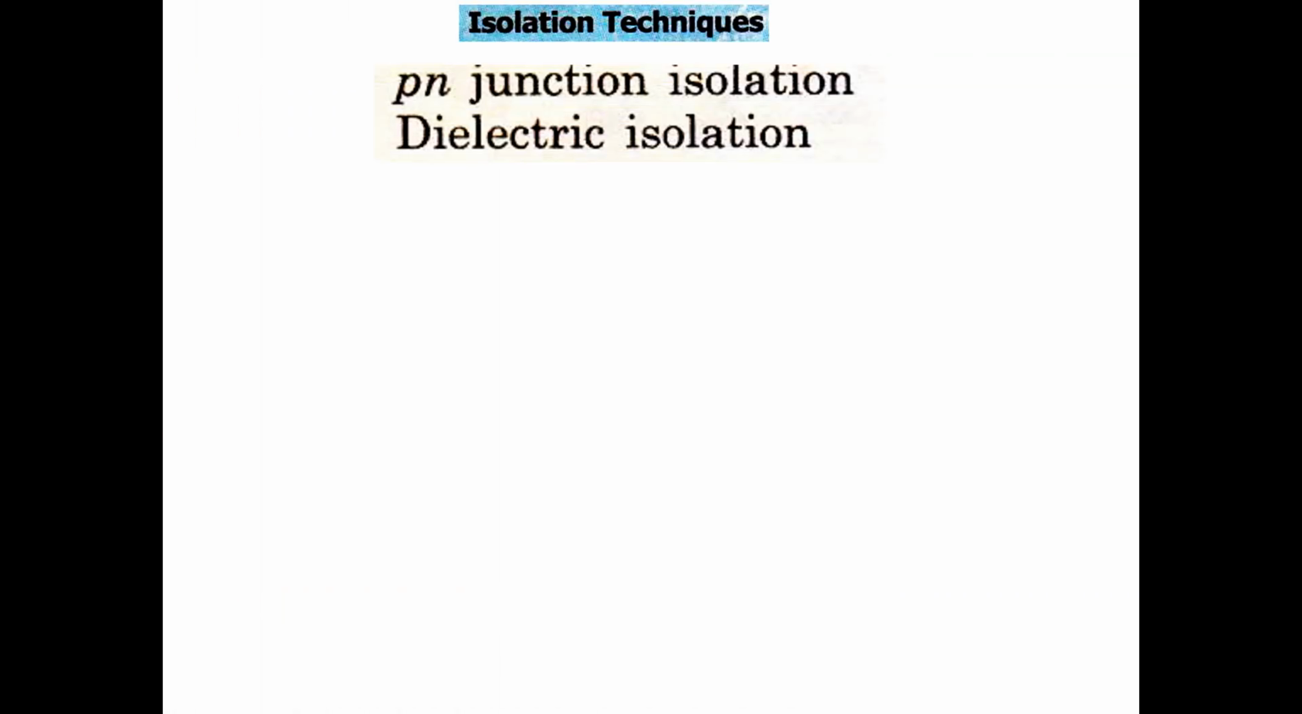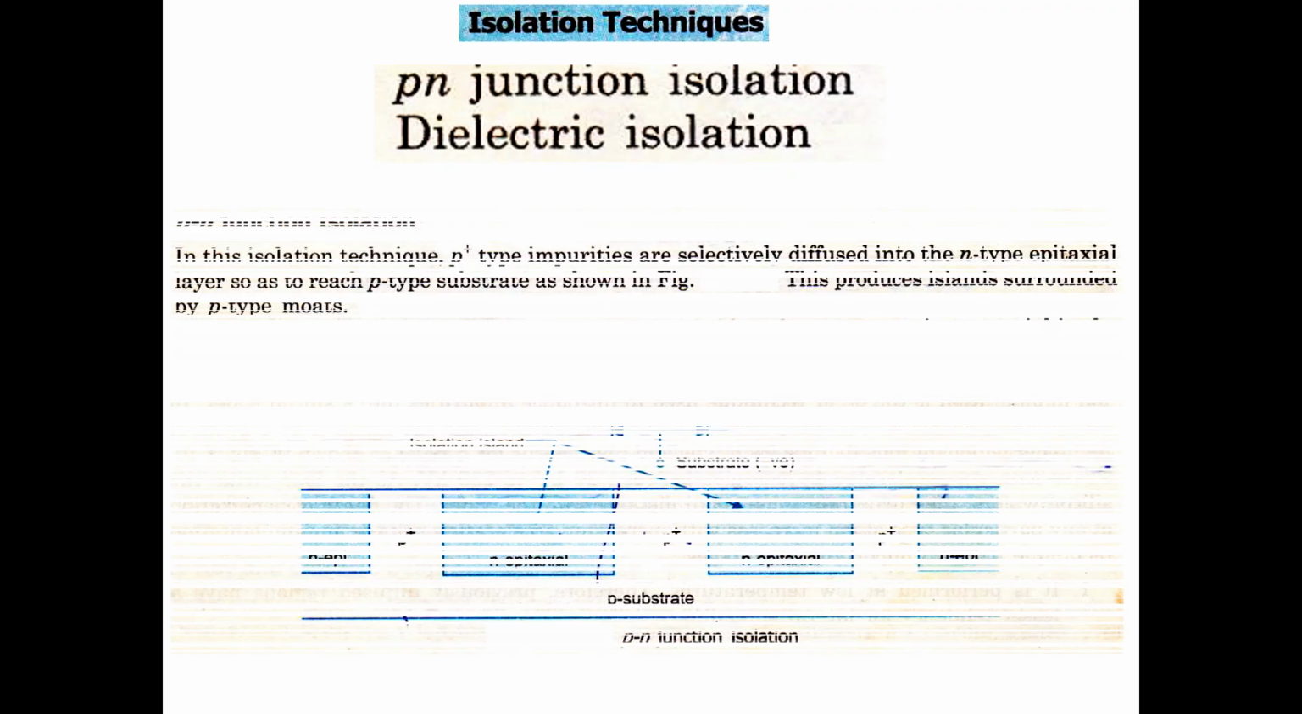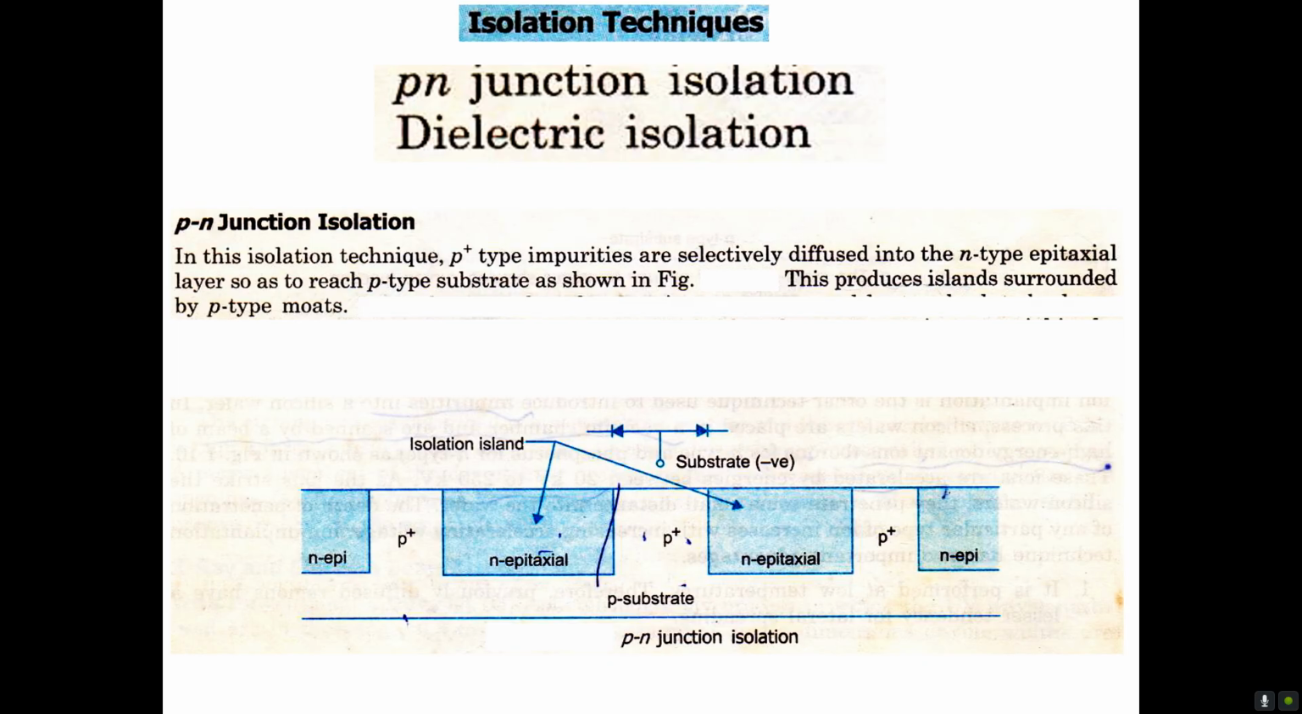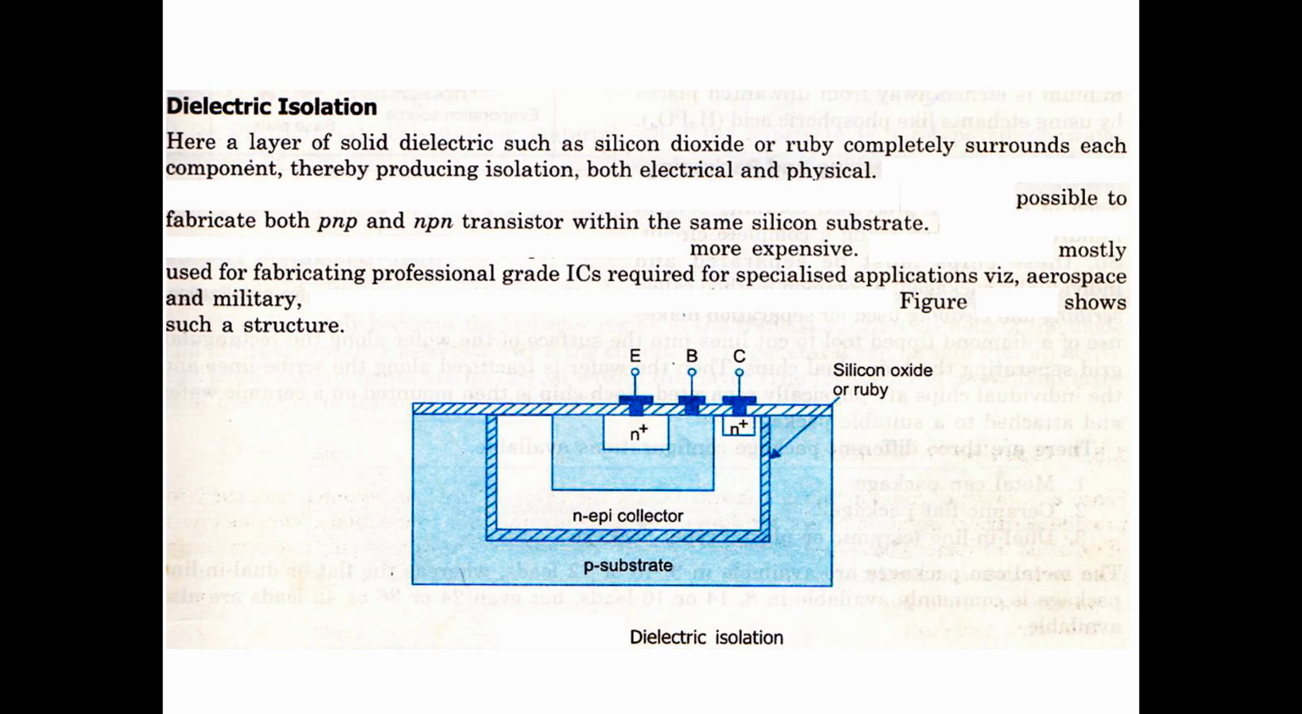Isolation technique. We have two techniques: p-n junction isolation and dielectric isolation. p-n junction isolation: in this technique, P plus impurities are selectively diffused into the n-type epitaxial layer so as to reach the P substrate. This produces islands surrounded by P-type regions. Dielectric isolation: here a layer of solid dielectric such as silicon dioxide or ruby completely surrounds each component, thereby producing isolation, both electrical and physical.